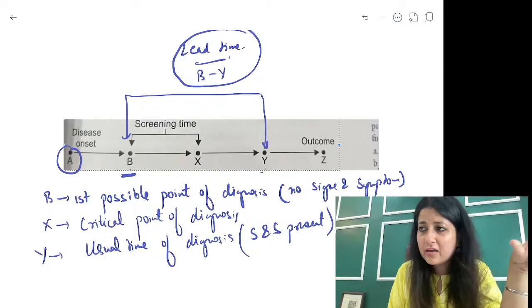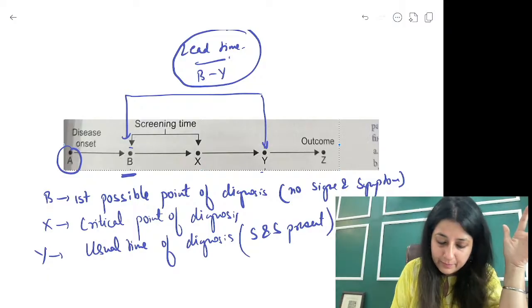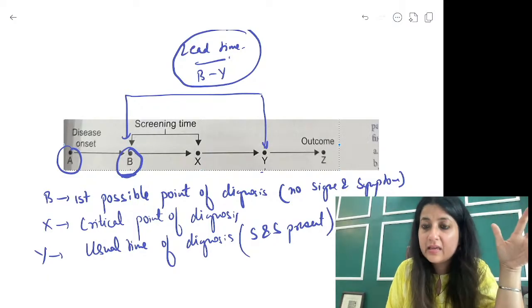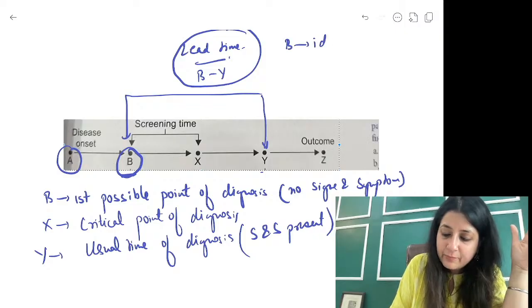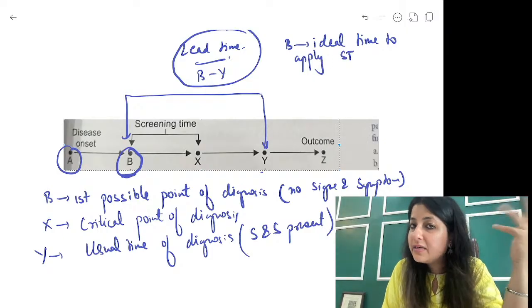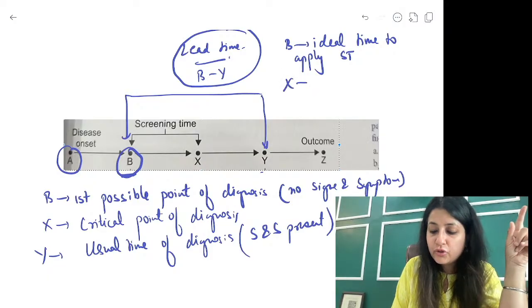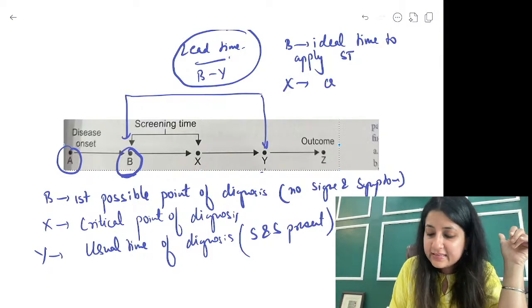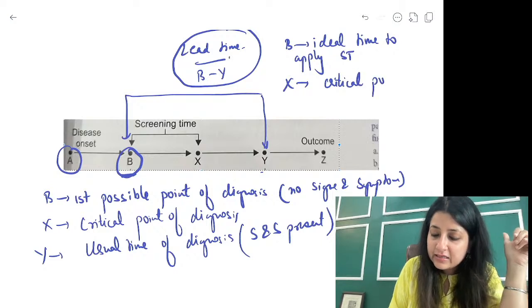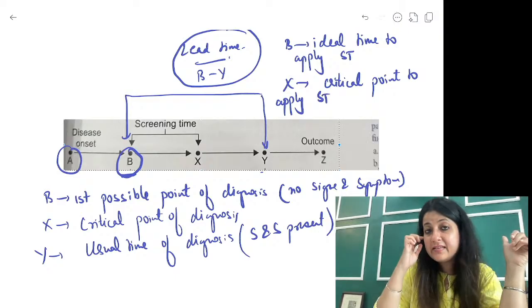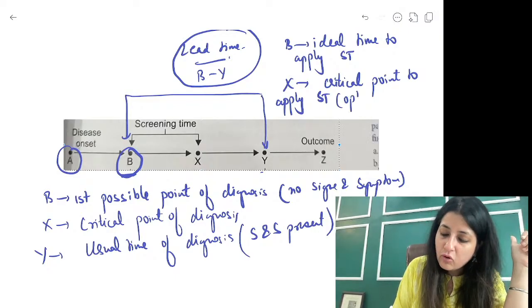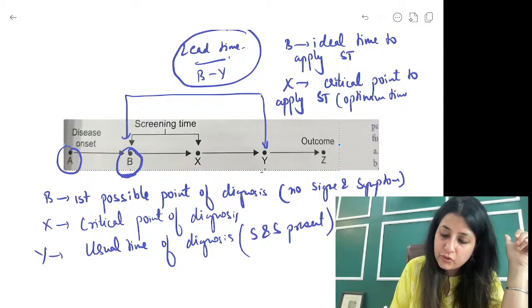But is it possible that every time I will apply my screening test at point B? No. B is the ideal time to apply screening test. But many times the point B is missed. We just miss it. So if you want to get the advantage of screening test, you should apply it till point X. What is X? X is the critical point to apply screening test. That means it is the optimum time. You should not miss it.